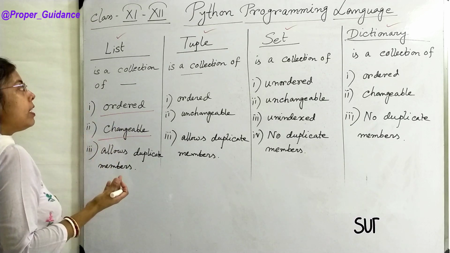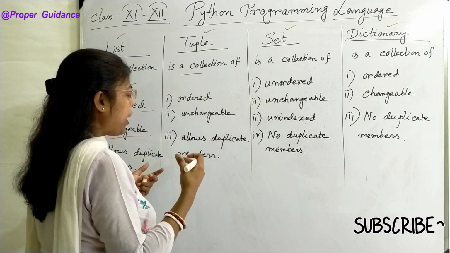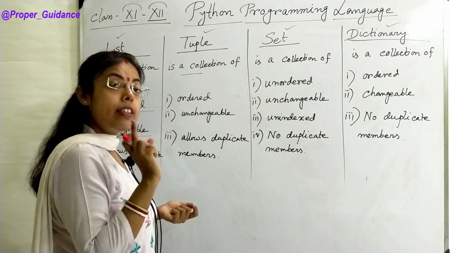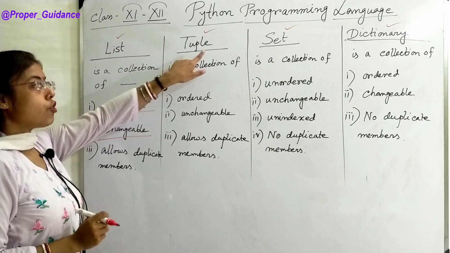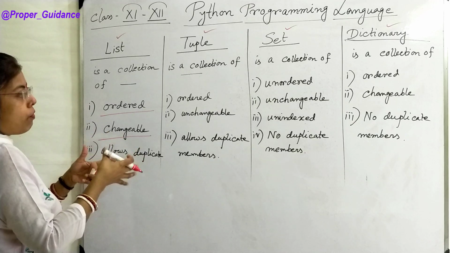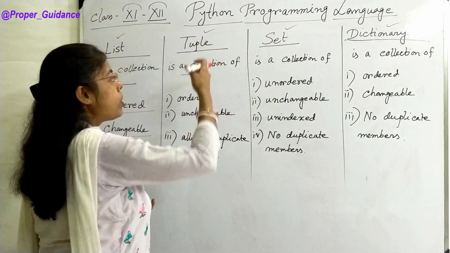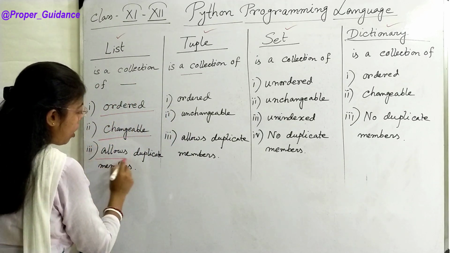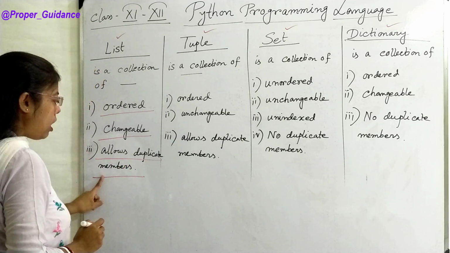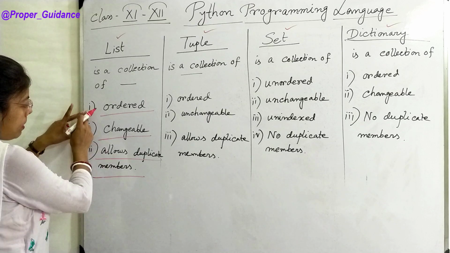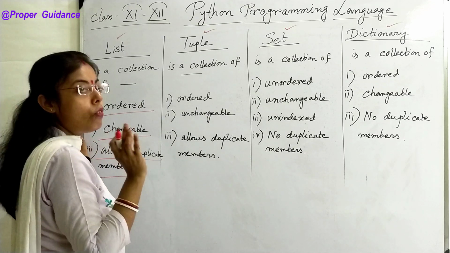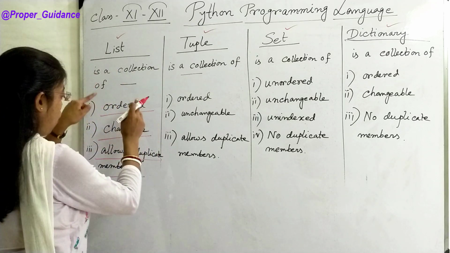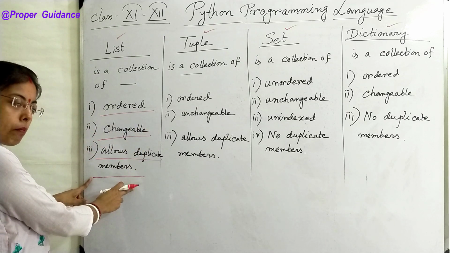So, where to use the list? If you are writing a program where there may be some values which may change, in that case we consider list, not the tuple. And where we opt for an unchangeable option, then we opt for tuple. This is the basic difference. List is ordered, changeable, and allows duplicate members. These are the three basic features of list used in Python. Set it in your mind: ordered, changeable, allows duplicate members.